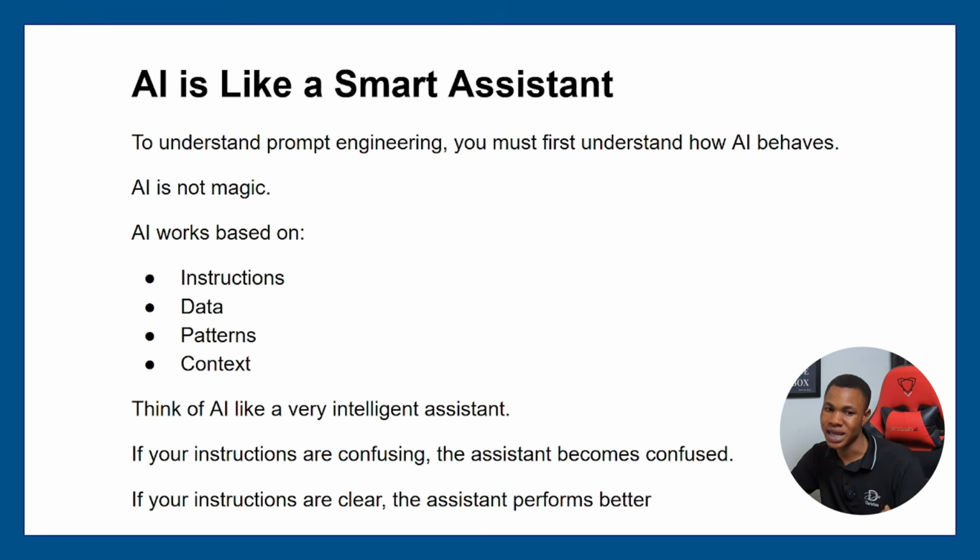Is that okay? So think of AI like an assistant. If it does not understand the instruction you give it, it will not give you the best result. If it understands, it's going to give you the best result, and that's why prompting is very important. AI works on instructions, on data, on patterns, and on context. Instruction means what you are giving to the AI.